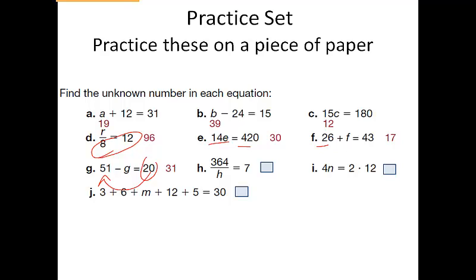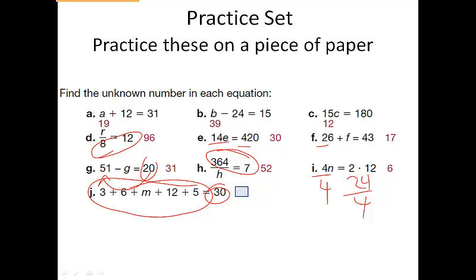In H, you've got to take these two and divide to know that the answer is 52. And in I, you got to divide by 4. You have one extra step here. You've got to multiply the 2 and the 12 together, which is 24. Then you divide by 4. 4 goes into 24 how many times? That's right, it's 6. And in J, we add all these up, subtract them from 30, and that tells us what M is, which is 4.